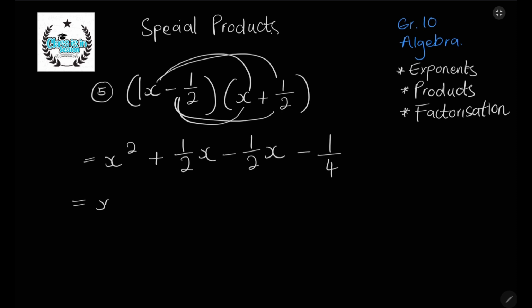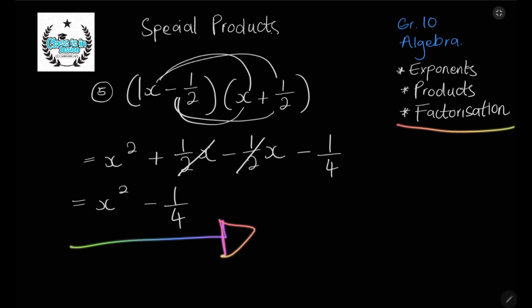Let's look for like terms. We have x squared, then positive 1 over 2x minus 1 over 2x. This cancels with that, and you're left with negative 1 over 4. Your final answer is x squared minus 1 over 4. However, if you've watched the factorization video, so if you know how to factorize, you should know that this is a difference of two squares, and this can be factorized. However, you guys will learn this in the next videos.